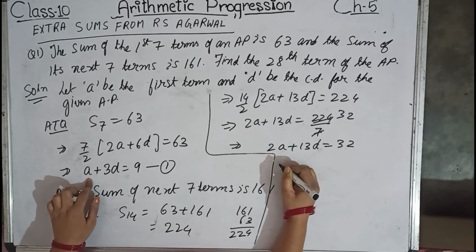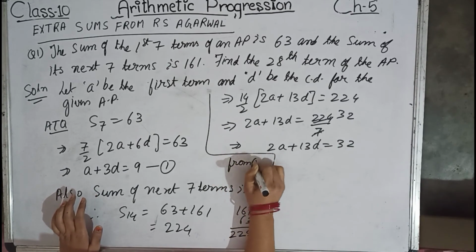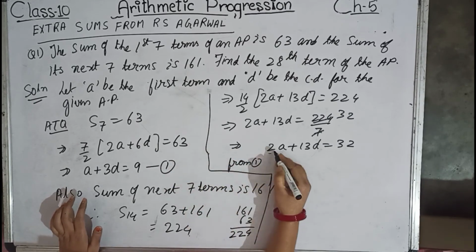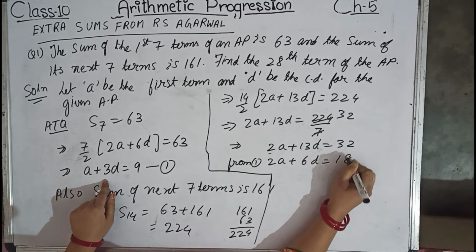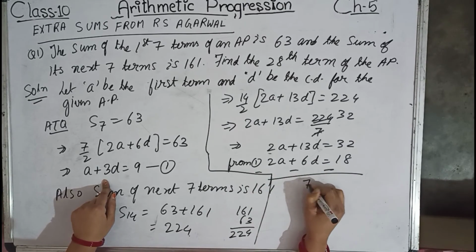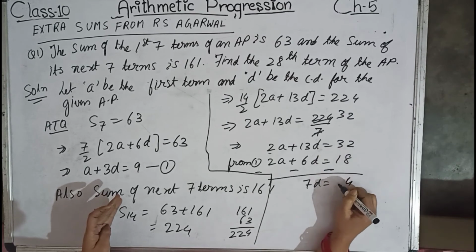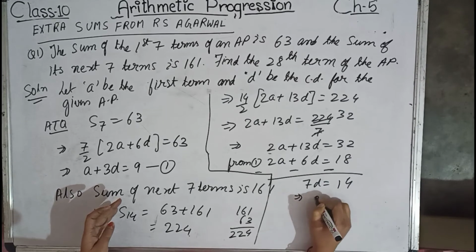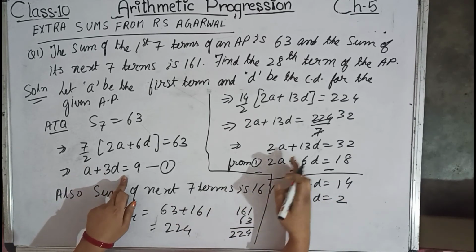Now from equation number 1 we can write 2a plus 6d equals 18. Now subtracting, we get 7d equals 32 minus 18, that is 14. This implies d equals 2, and we put the value of d either in equation 1 or this equation.